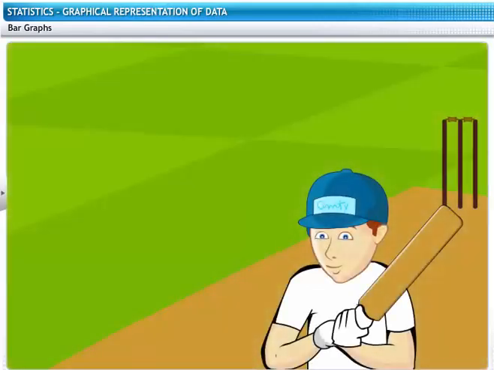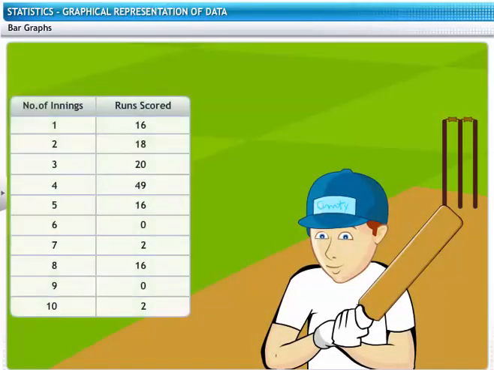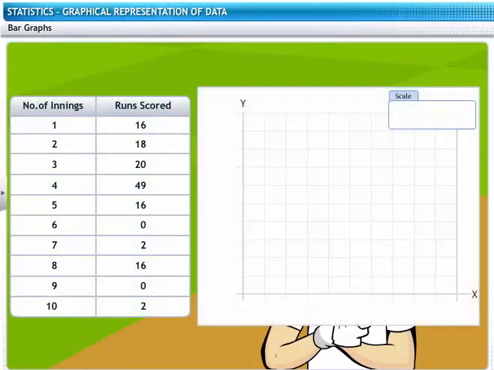Remember Mr. Pinch Hitter, our star batsman. He's going through a bad form. Here are the scores he made in his last 10 innings. Let's draw a bar graph to represent this data. We will use the x-axis and the y-axis to represent a variable and its different values. Here the variable is the number of innings and its value is the corresponding number of runs scored in each inning. We usually use the x-axis to represent the variable and the y-axis to represent its corresponding value.